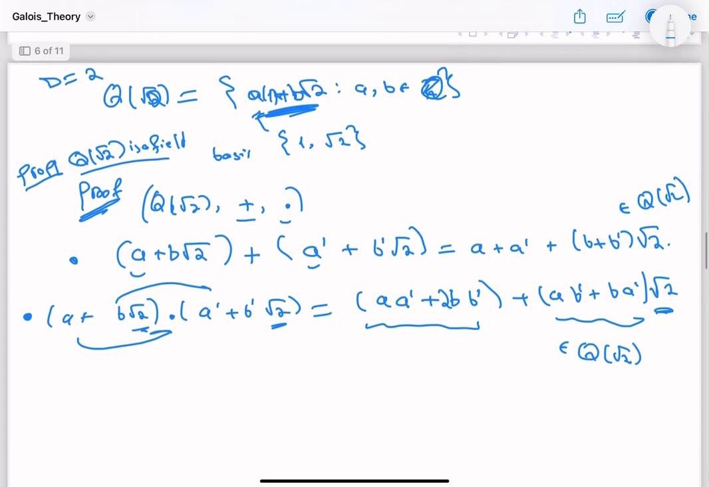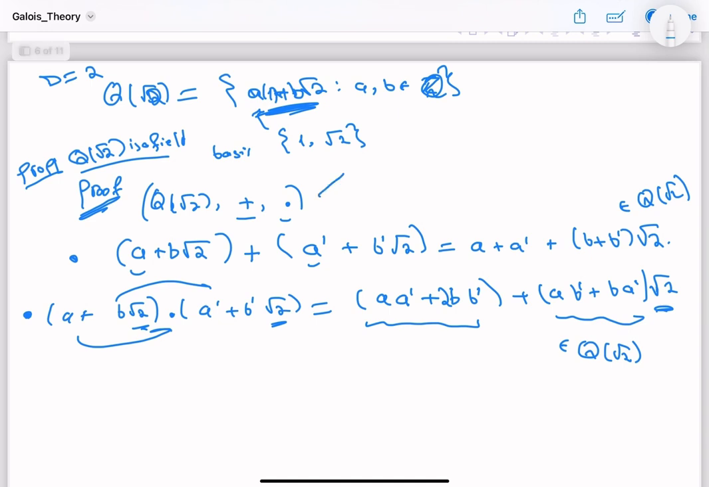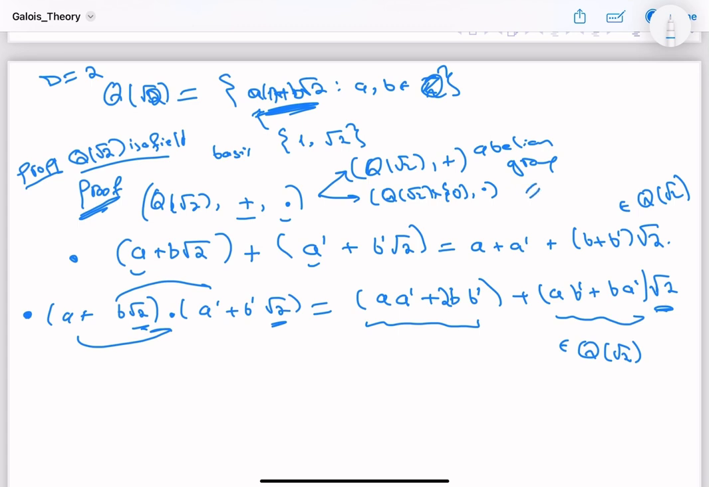To prove that this is a field, we want to prove that q square root of 2 with addition is an abelian group. And we want to prove that q square root of 2 with multiplication, if we take away 0, is also an abelian group. And we want to prove distributivity of the addition and multiplication.